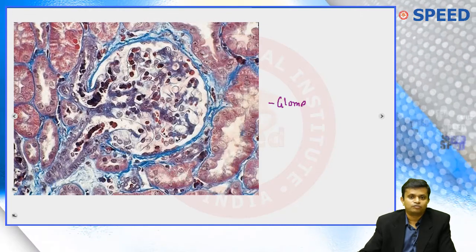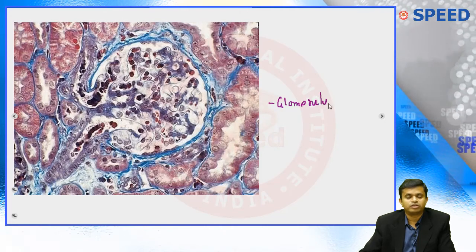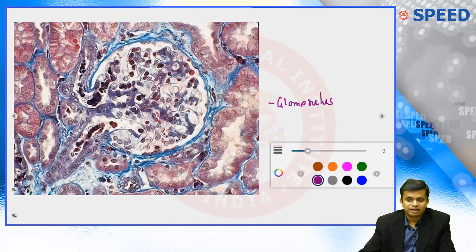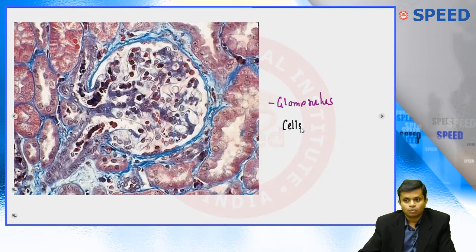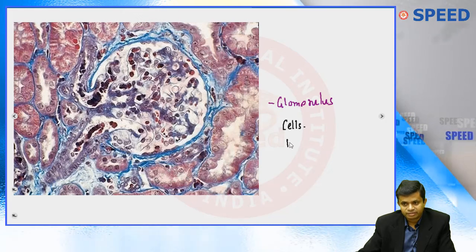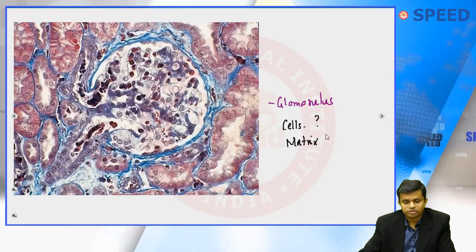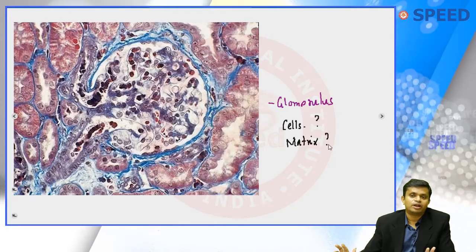You have now a tuft of capillaries. Fine. You have identified the glomerulus. Glomerulus is singular. Now, the question is, what is inside the glomerulus? Cells. What is the matrix thing in your glomerulus? That is the question. If you know this question's answer, I think we will go on to the next stage of discussion. So, that is what I wanted to do.